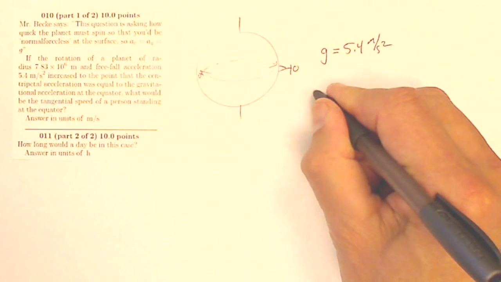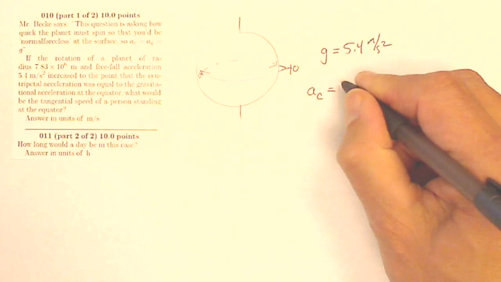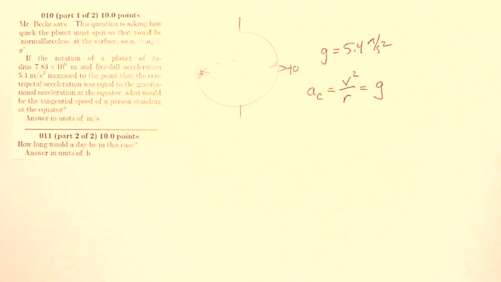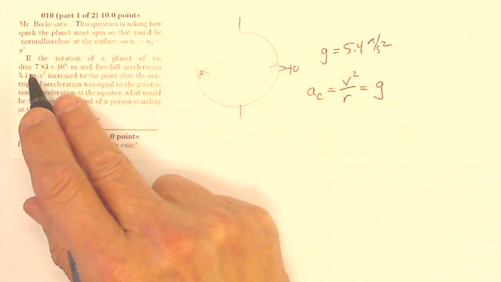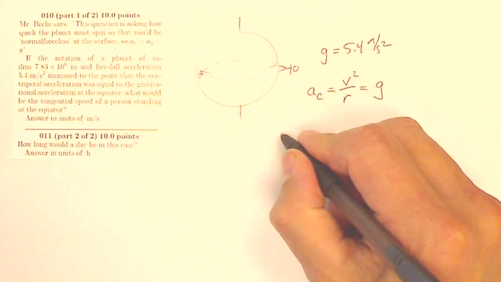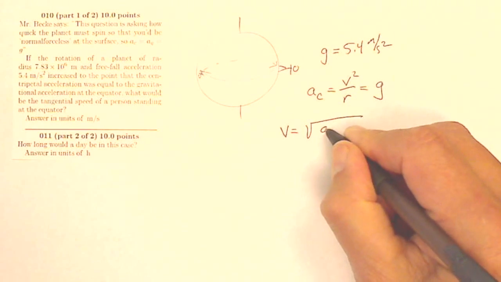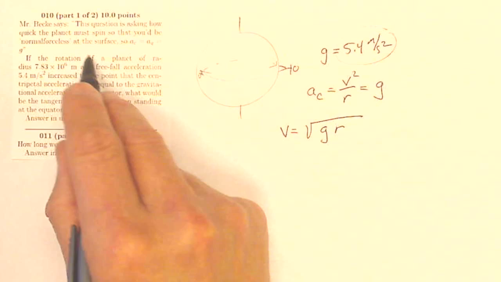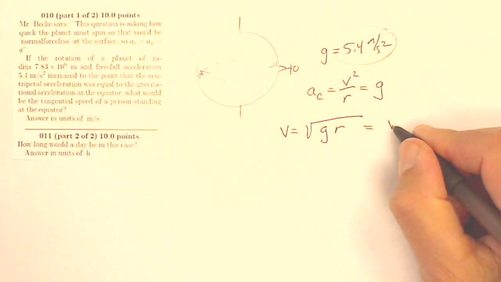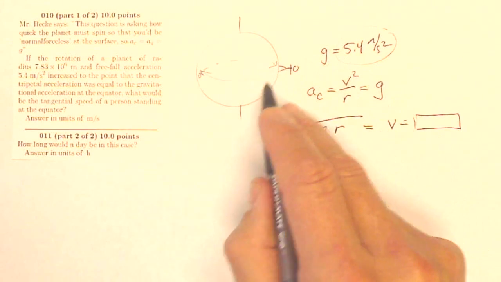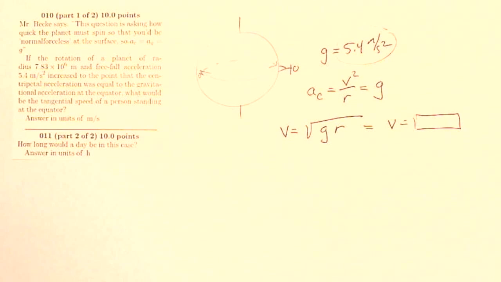So what I can say is that my centripetal acceleration, which is v squared over r, is going to equal my gravitational acceleration of 5.4 meters per second squared. So if I know the radius of the planet, then that's my r, and I'm looking for a v. So I can solve this that my v is going to be the square root of g times r, g being 5.4 meters per second squared, and r being the radius of the planet. So that's going to give me the speed that I have to travel in order that this much gravity will provide the centripetal acceleration that I'm looking for.